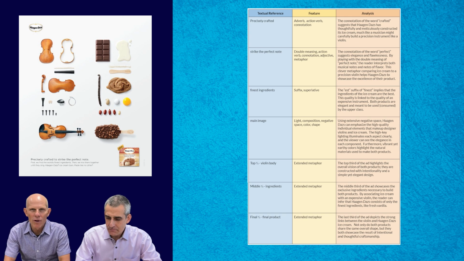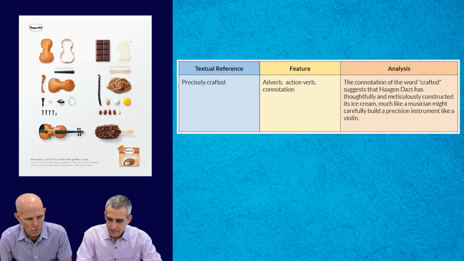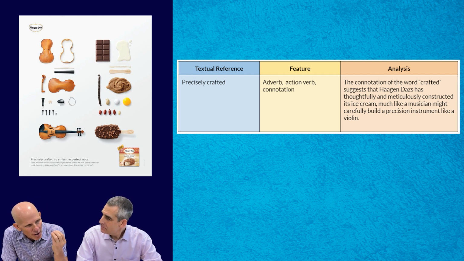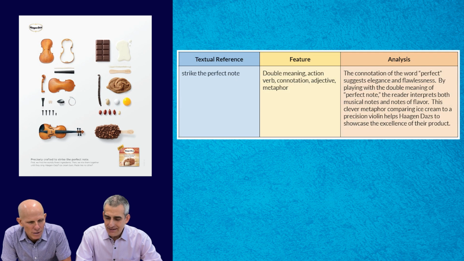So the first reference is "precisely crafted." This is in the copy of the text in the bottom left-hand corner. I noticed that we have this adverb of "precisely," and also the idea of something being crafted. The connotations of both of those words is really that they're very careful and meticulous with their work. I like that. I also like the phrase, "strike the perfect note."